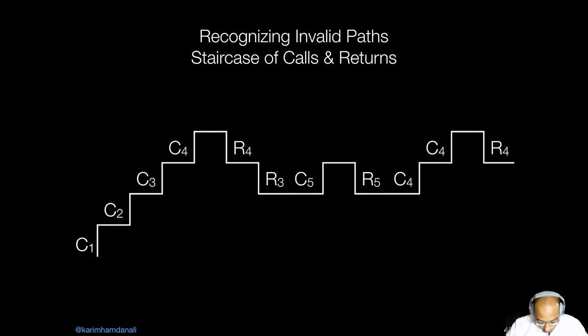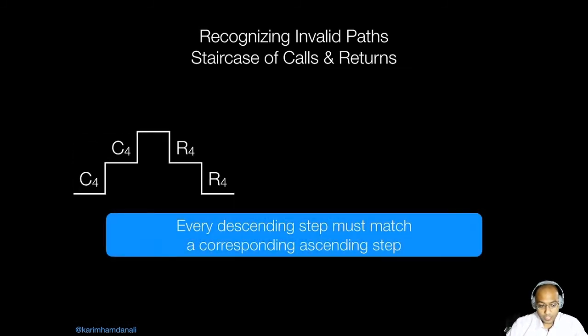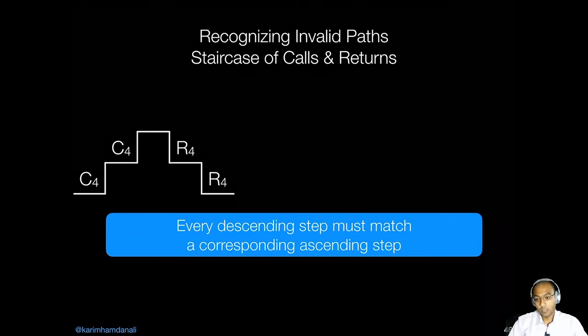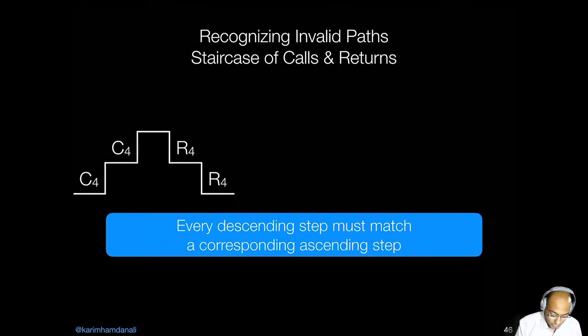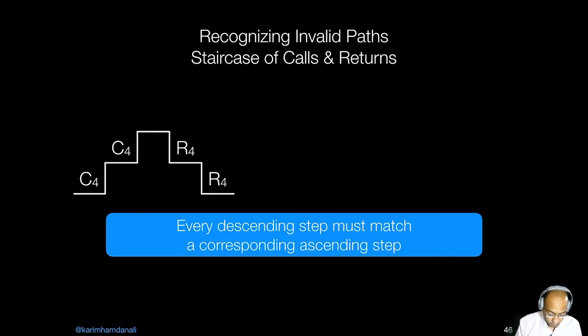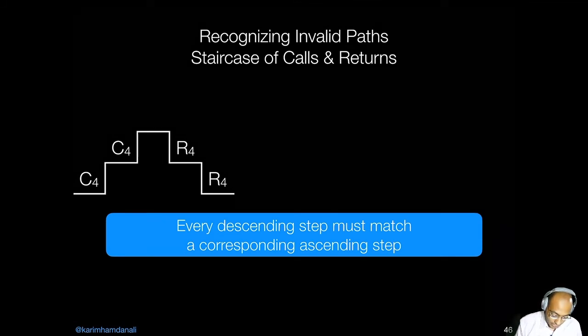Generally speaking, the way we're going to recognize an invalid path is that every descending step must match a corresponding ascending step. So you cannot descend from somewhere if you haven't reached that place in the first place. You cannot go down a staircase unless you have climbed the staircase to that point. That just doesn't make any sense, right? So you need to go there first before you can step down from it. That's the notion that we're going to use here to understand what is going on. So, for example, I can keep going up.